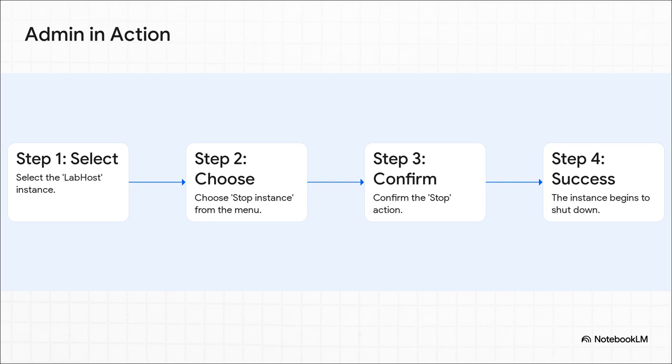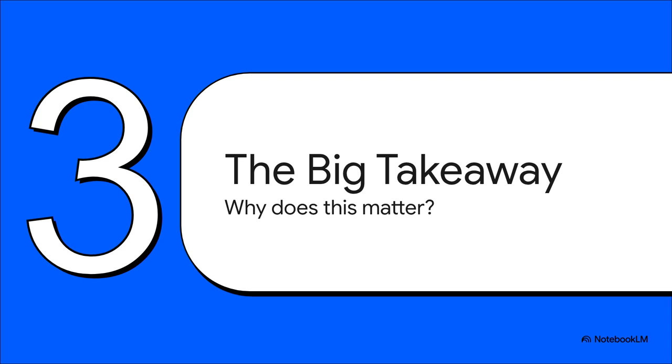Success. The instant state immediately changes to stopping. User 3 had the exact permissions needed, permissions that the other two were correctly denied. So we've seen 3 users, 3 jobs, and 3 totally different outcomes, all perfectly controlled. So what's the big takeaway here? Why does this simple little story matter so much for how modern companies work?